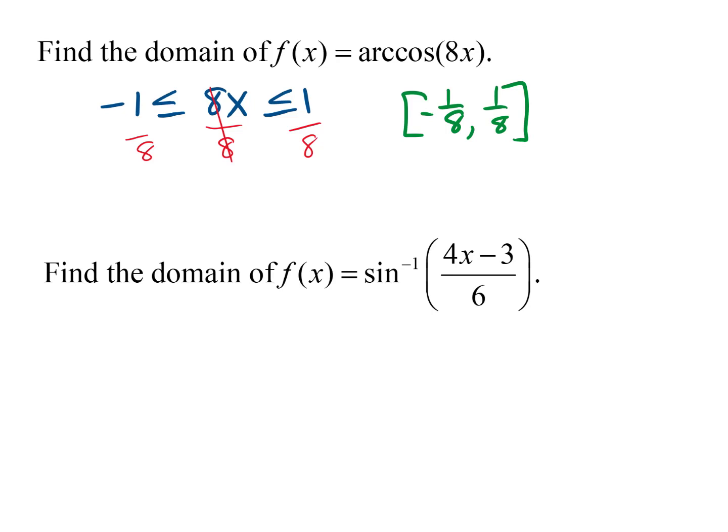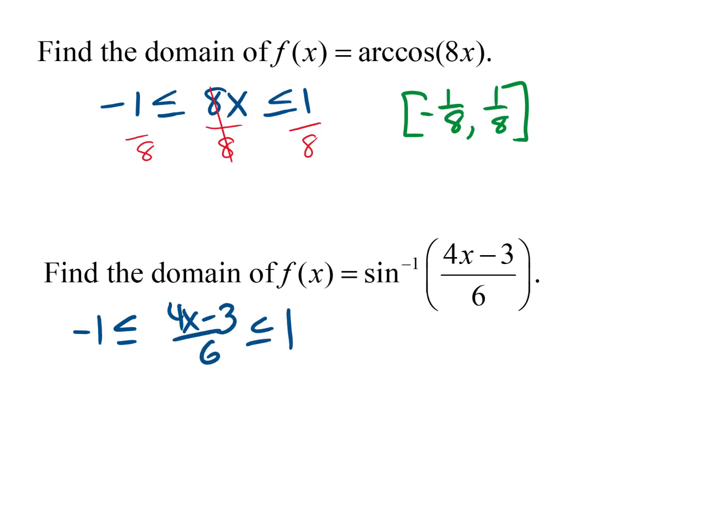We want to find the domain of f of x equals sine inverse of (4x minus 3) over 6. Think about the range for the sine function. If we take the sine of some angle, we always get an answer between -1 and 1 inclusive. So -1 is the smallest it could be. We have (4x minus 3) over 6, and that has to be less than or equal to 1.